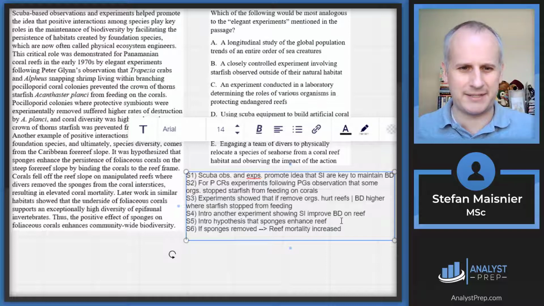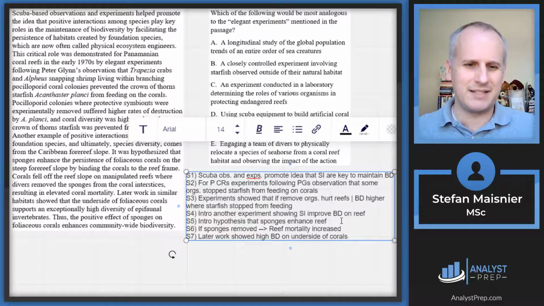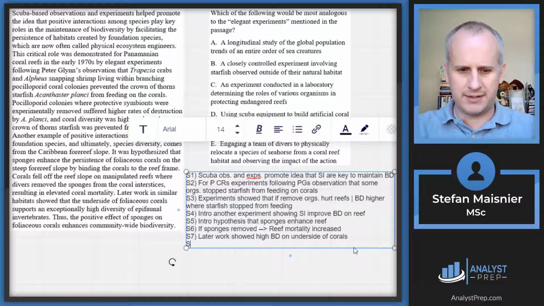Later work in similar habitats showed that the underside of F corals supports an exceptionally high diversity of invertebrates. So S7 just shows, or later work showed high BD on the underside of the corals that were mentioned before. Thus, the positive effect of sponges on F corals enhances community-wide biodiversity. So we know that S8, and again, you can see they get shorter as we go along, and that's often how the passages work.